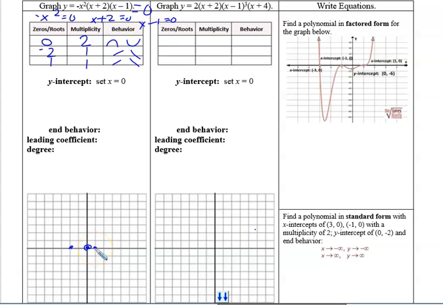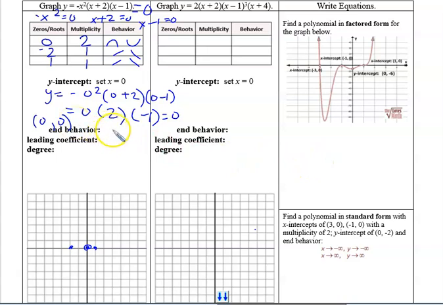Now my y-intercept, you should remember, we're going to simply set x equal to 0. So we don't need to FOIL anything out. We're just going to replace 0 everywhere we see an x. And so when I do that, I end up with 0 squared, which is 0, times 2, and then times negative 1. All of that still becomes 0, so my y-intercept then is going to be 0, 0. I already have that graphed, so I'll go ahead and move on.